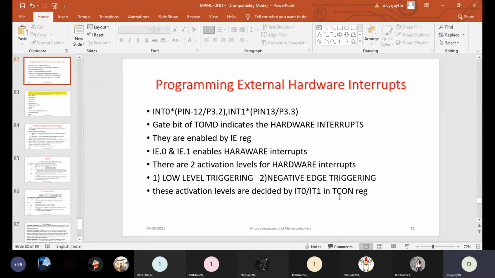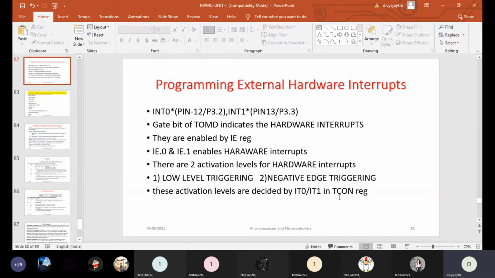interrupts. So for programming external hardware interrupts also, we need to make use of the TMOD register in order to convey the information that we are dealing with hardware interrupts. That is how the controller can come to know whom it is serving, whether it is serving a software interrupt or a hardware interrupt. It can understand that through the TMOD register gate bit.